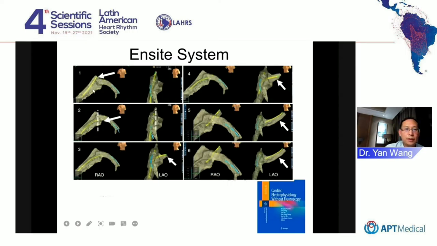Like this, first the catheter is advanced, and then at the level of the His bundle like this, for the second step we just make a curve, then rotate clockwise, then relax the catheter at once. Usually in 5 to 6 seconds we can place the coronary sinus catheter without fluoroscopy.